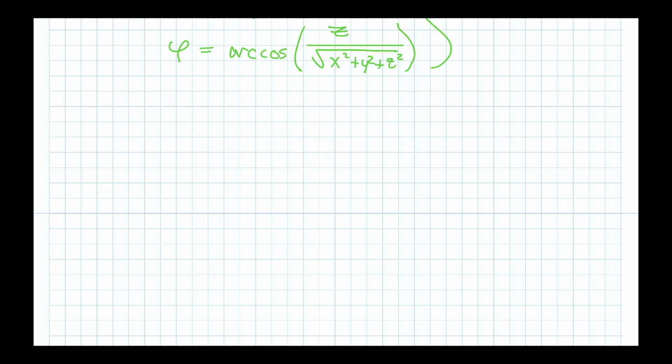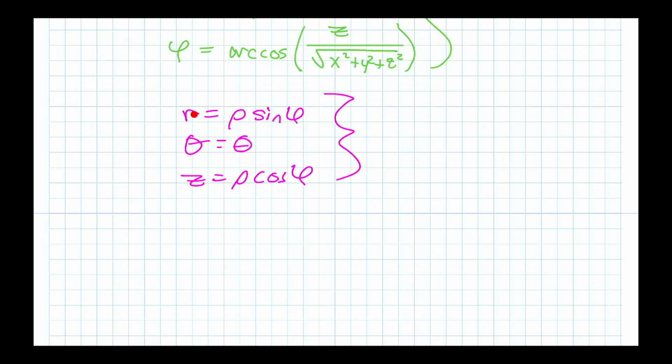Then we can do two more. r is equal to rho sine phi, sorry. Theta is theta. z is rho cosine phi. So you would use these if you're trying to find r, theta, and z. So these are spherical to cylindrical.